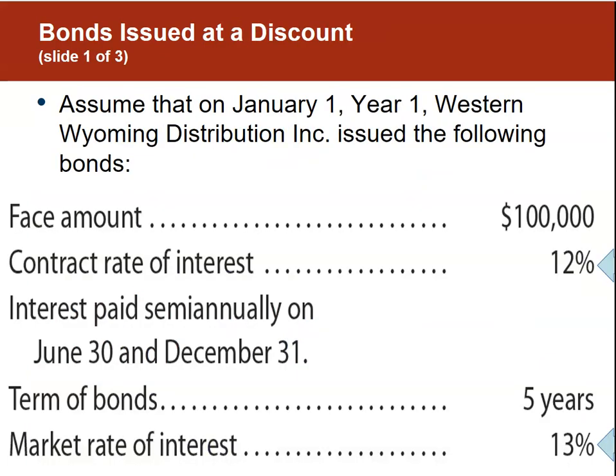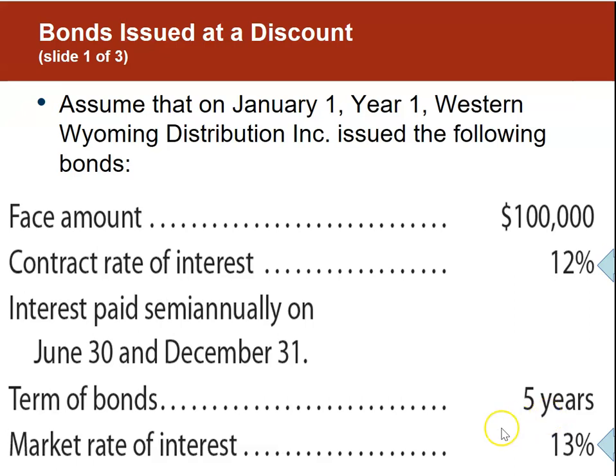Okay. However, we said that almost never happens. So here we have basically the exact same situation. Face amount is $100,000. The contract rate is still 12%. Interest is still paid semi-annually on the same 2 dates, and the term of the bonds is still 5 years. However, notice that the market rate of interest has now changed. It's now 13%, so interest rates are going up.